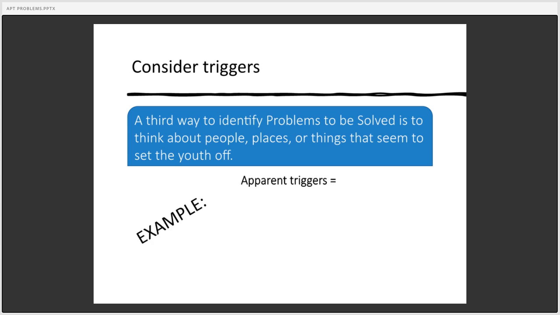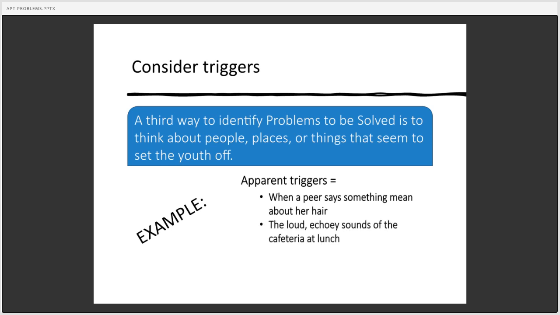So again, let's think about examples. In our case, maybe some apparent triggers for this youth are when a peer says something mean about her hair. Anytime that happens, we see behavior, right? She kind of goes off. And so we know that that's a trigger. The loud, echoey sounds of the cafeteria at lunch seem to really bother her. So that's a trigger, that's a sensory trigger. When her parents praise her little brother, anytime that happens, she gets pretty upset. So we know that that's a trigger.